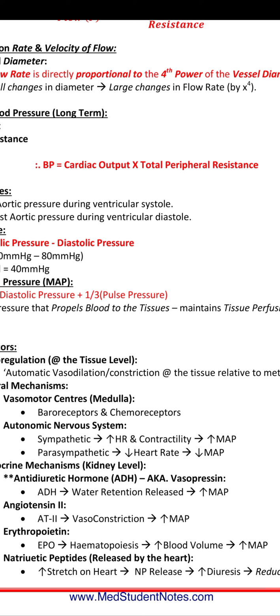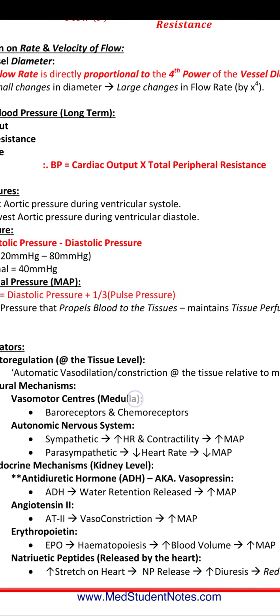Now we are discussing the endocrine mechanism. In the endocrine mechanism, how many types are there? There is antidiuretic hormone, meaning vasopressin. There is angiotensin II. There is erythropoietin. Next is natriuretic peptides, which are released by the heart.